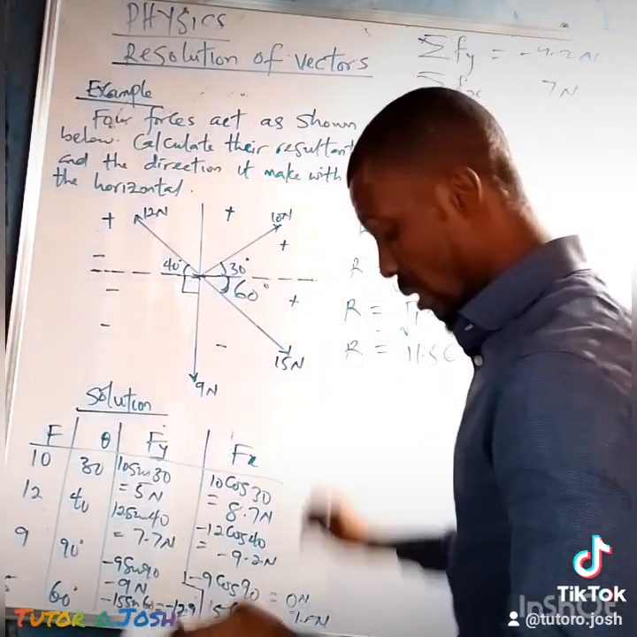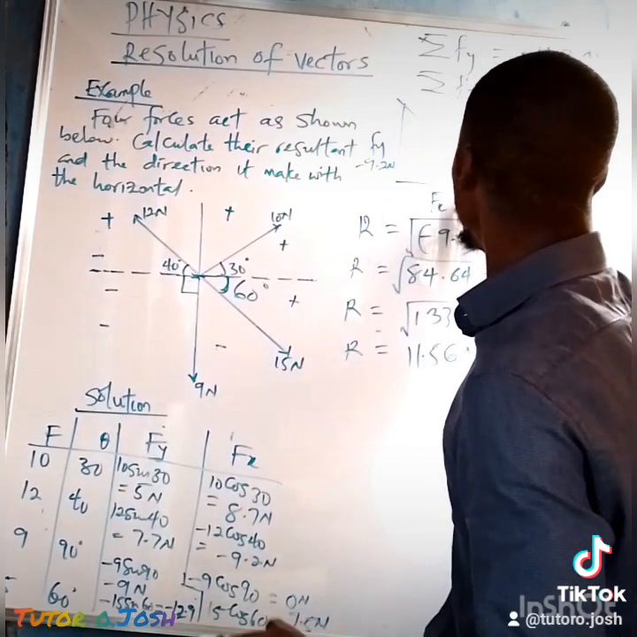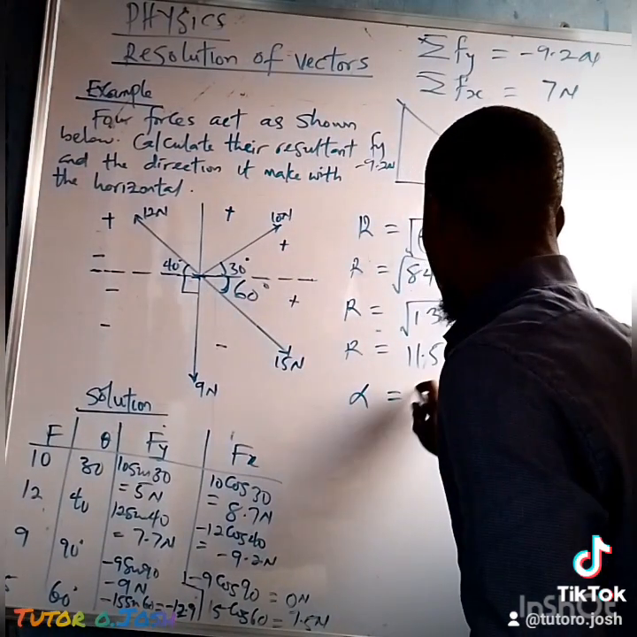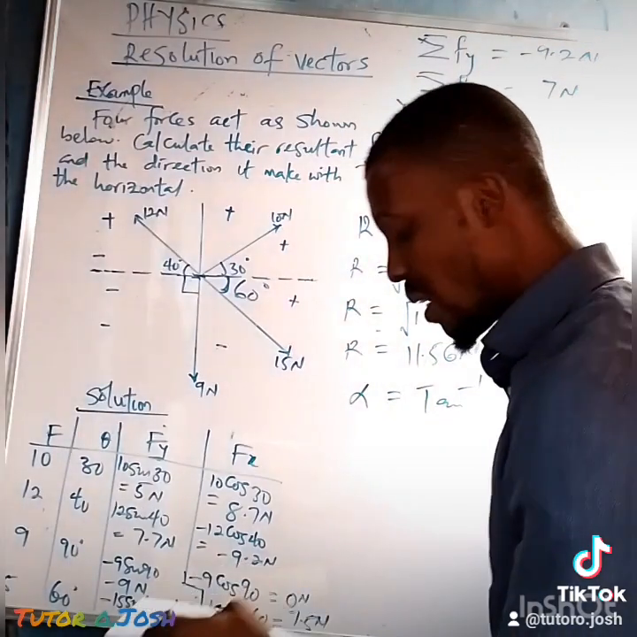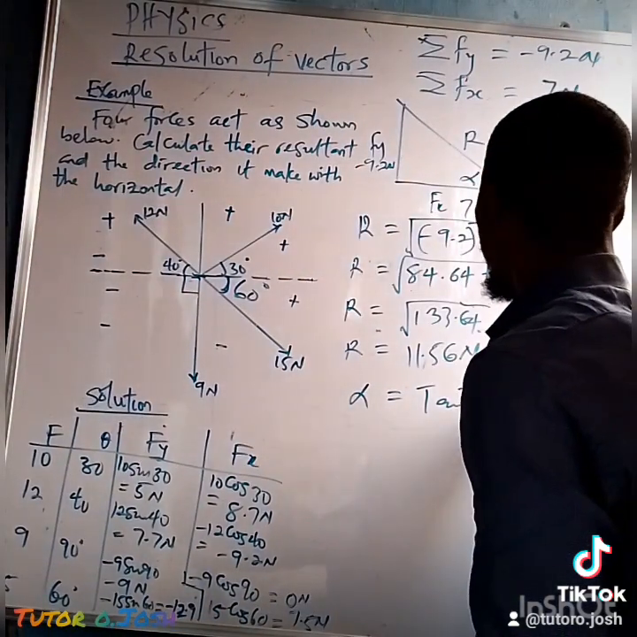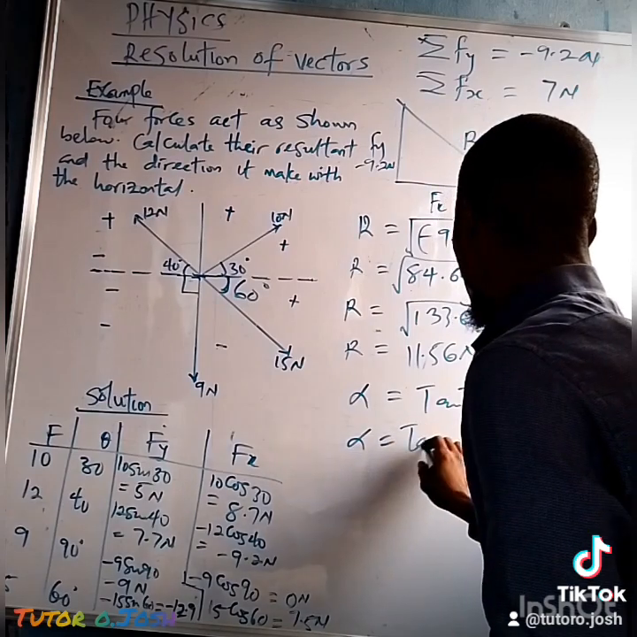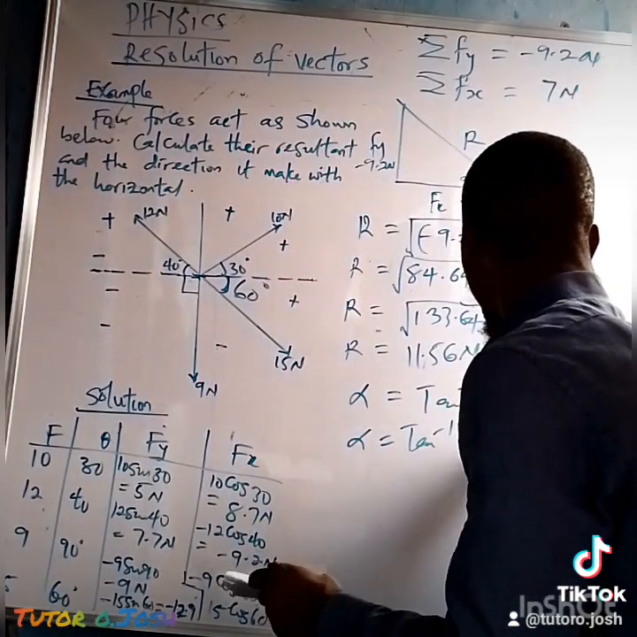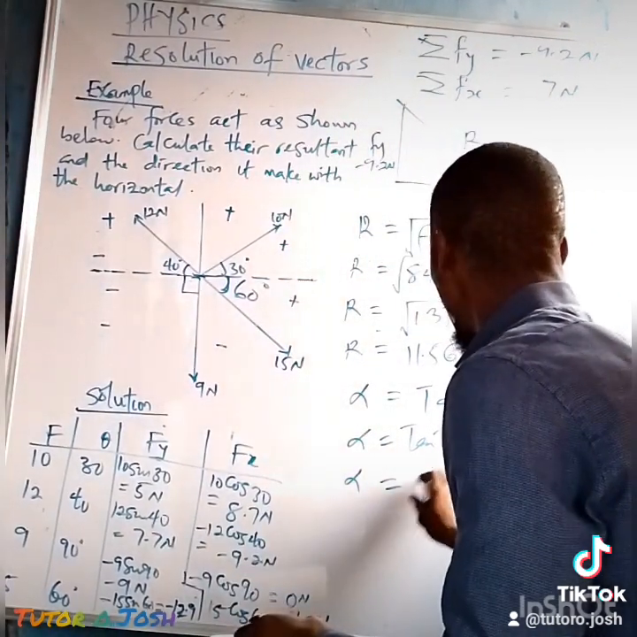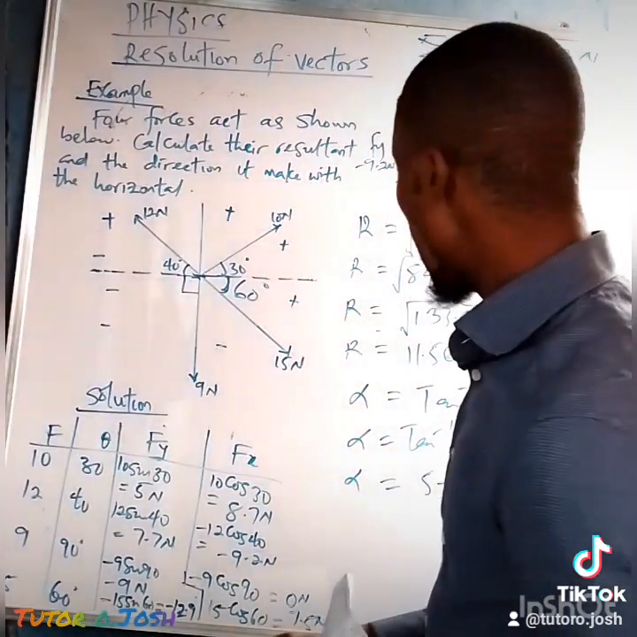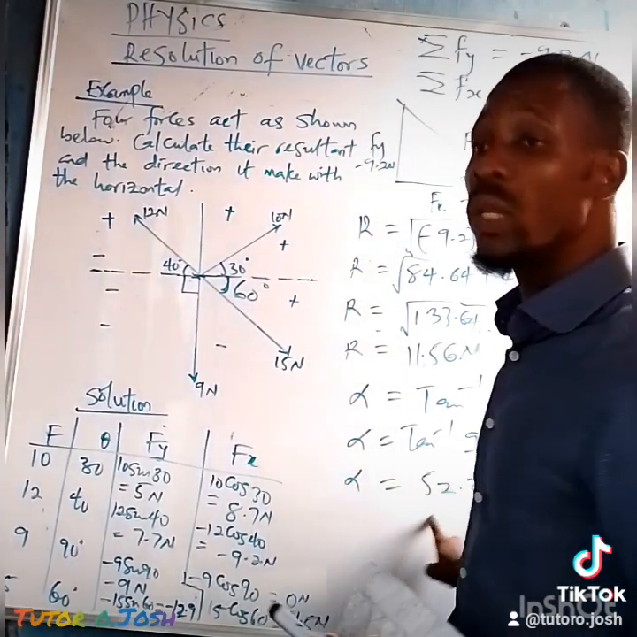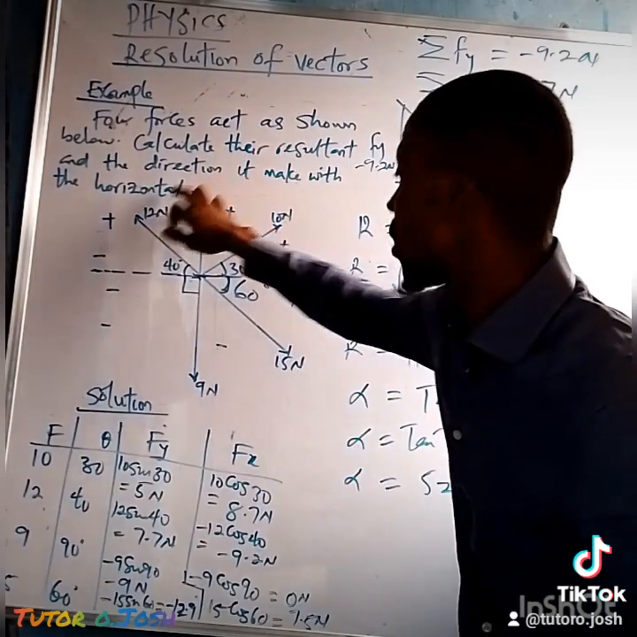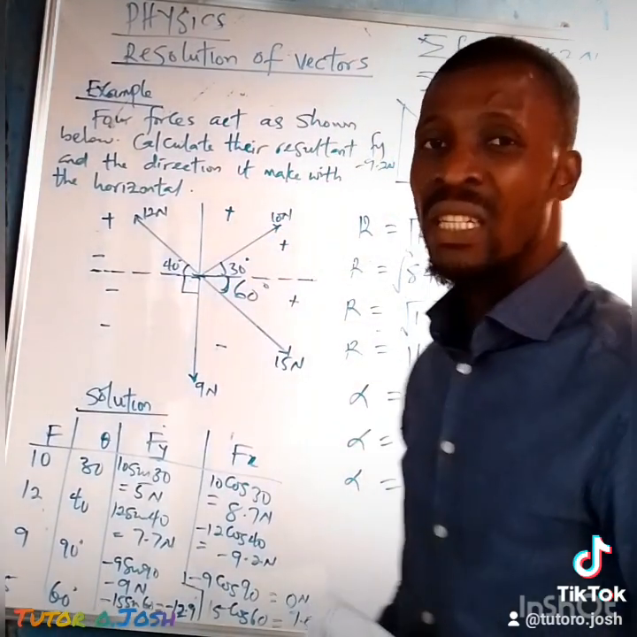Then the angle, that's the angle it makes with the horizontal. This angle is alpha. Then alpha is given as the arctan of 9.2 over 7, and that gives alpha to be 52.3 degrees. So the angle it makes with the horizontal is 52.3 degrees, and the resultant of these forces is 11.56 Newton. Thank you.